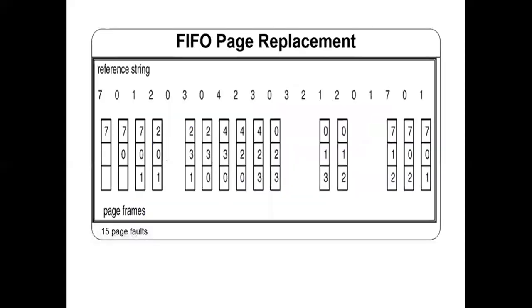Now let's try to understand the FIFO page replacement algorithm with an example. So this is the reference string. This is the page number, and this is the frame. These are the frames of the physical memory. Now, let's say these are the pages that have to be moved onto the physical memory.